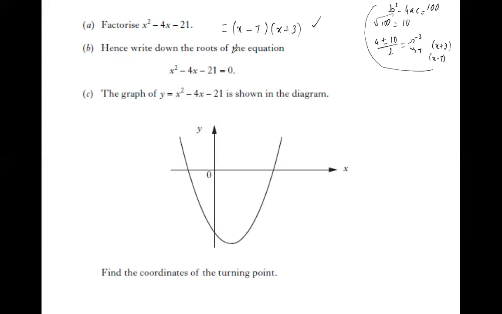So the roots here would be 7 and 0, which is this one there, and negative 3 and 0, which is this one here.